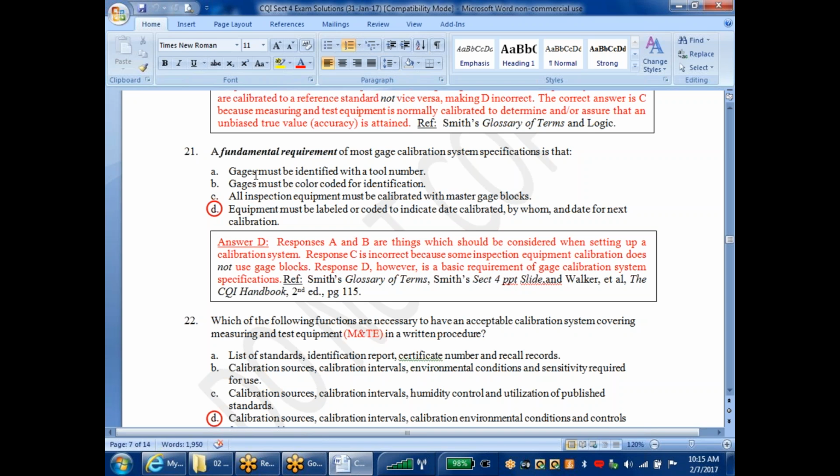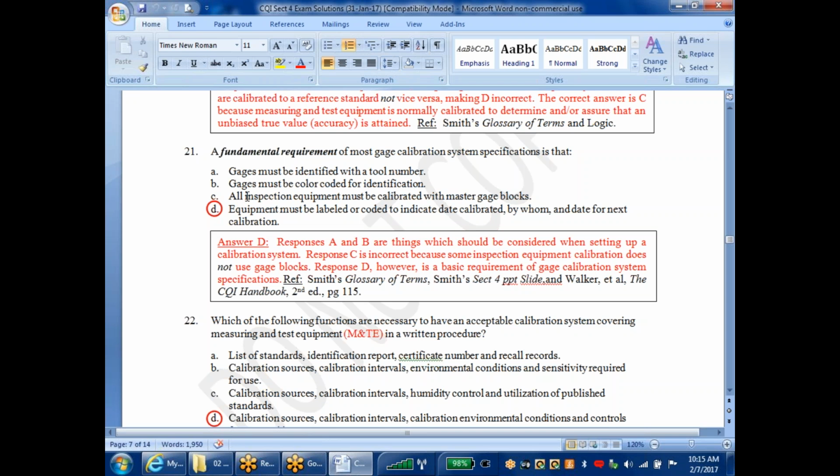So the thing about A and B, these are very specific. If I pick A, that's the fundamental, having an ID. Or I pick B, they've got to be color coded. Not all gauges are color coded and must be color coded. It's good to have. Where I worked, we did have color coding for the different calibration intervals.